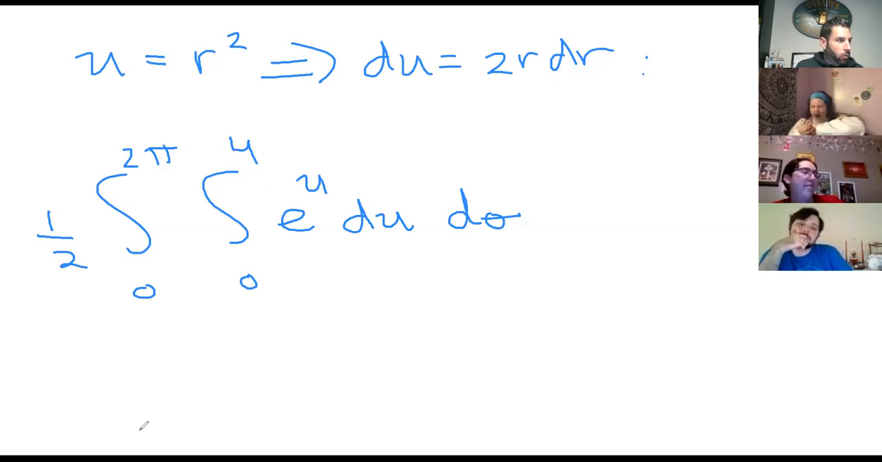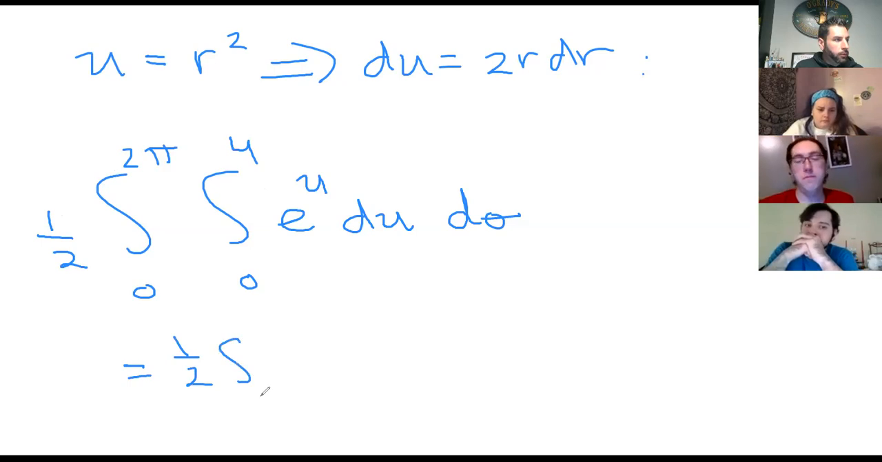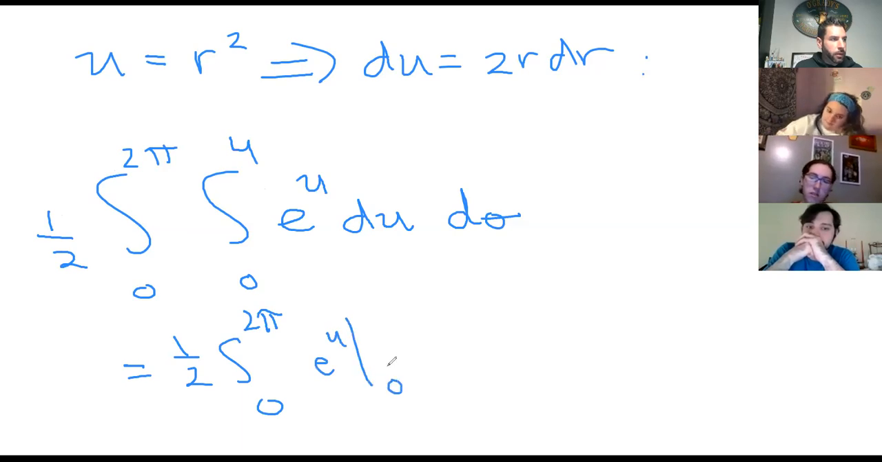Now, the integral in terms of u is a relatively simple integral. This just becomes e to the u evaluated from 0.